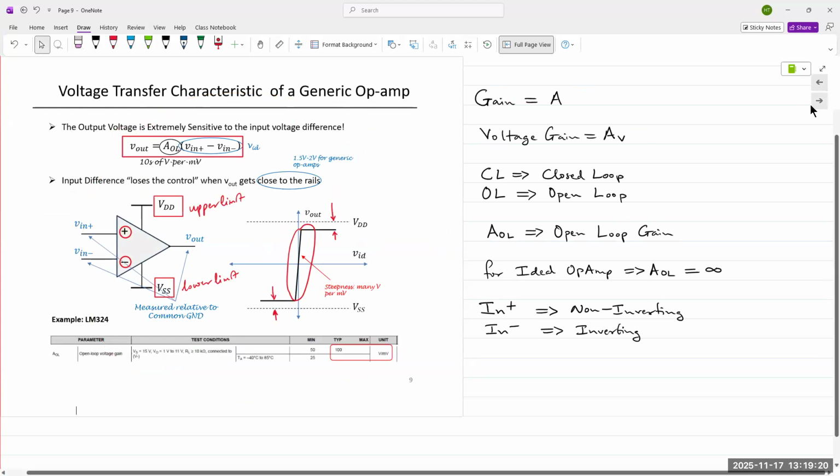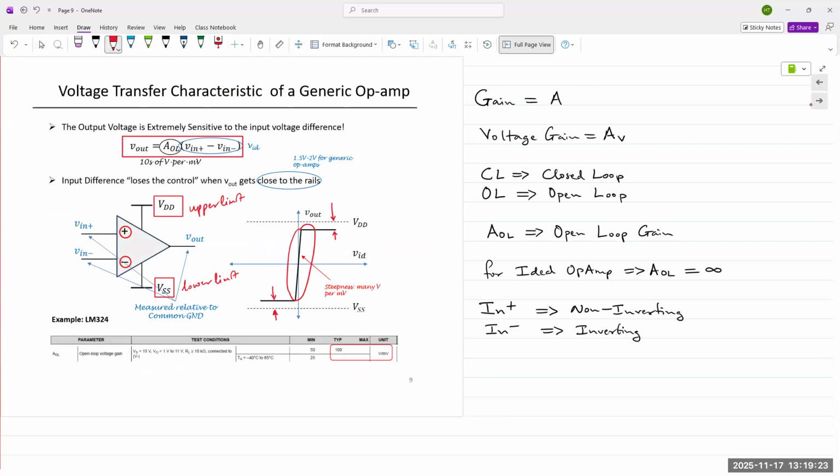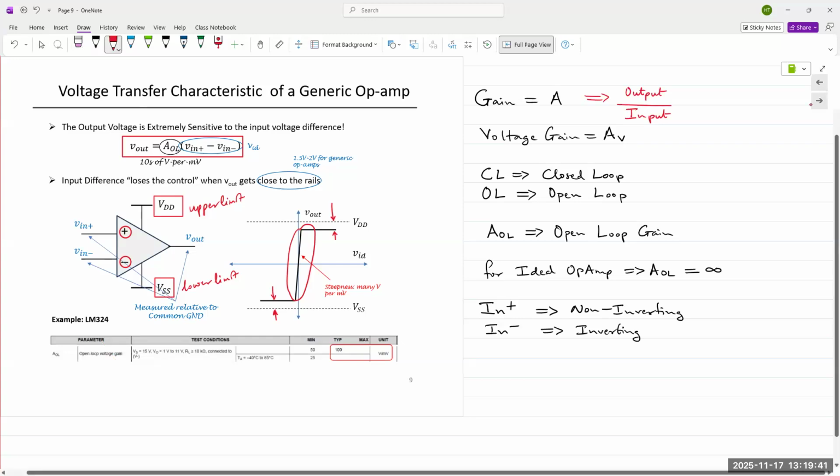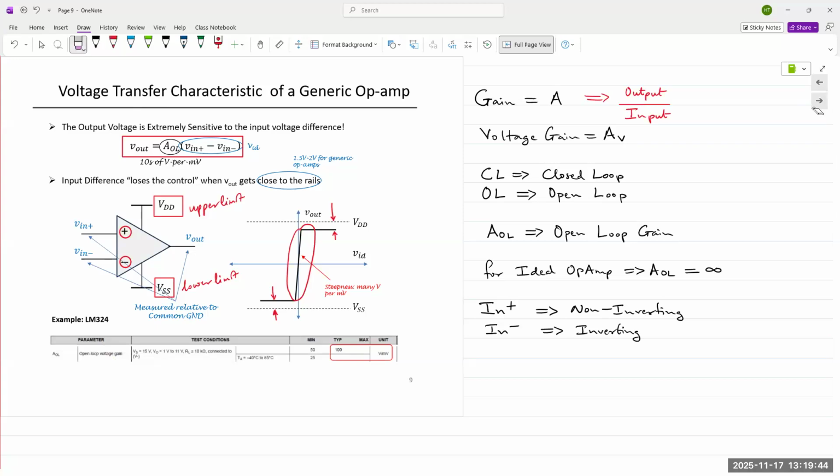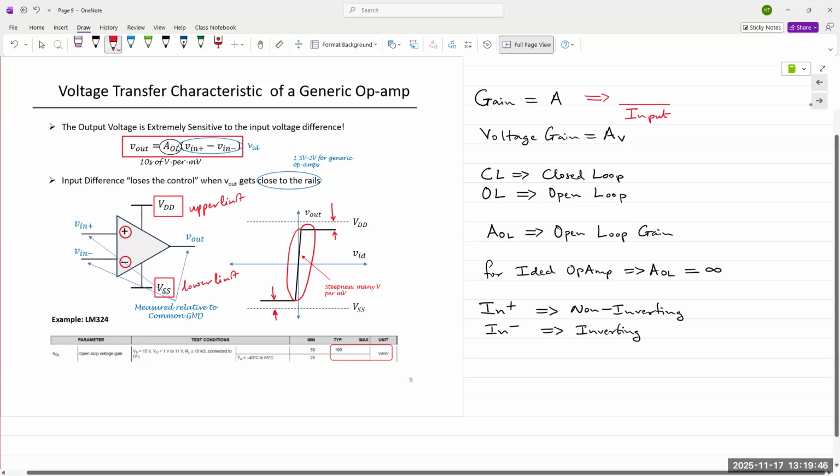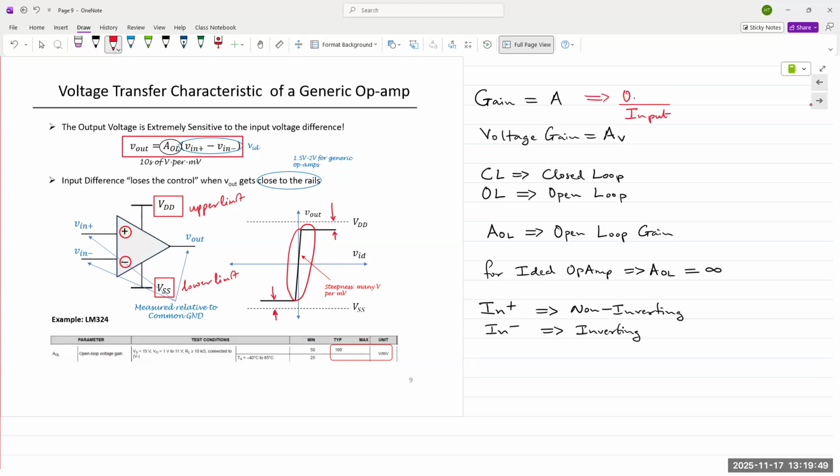So gain, question being asked is what is gain and what is voltage gain? So gain is basically the ratio of output to input. Another good question. What is the gain? It's simply the ratio of output to input. And then voltage gain, of course, would be the output voltage over the input voltage. Similarly, we also have current gain. We also have power gain.